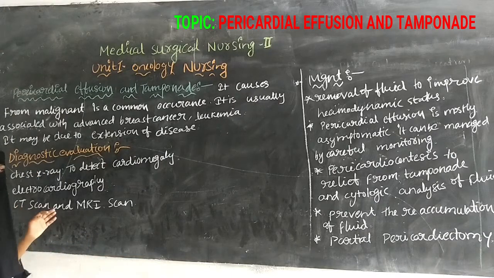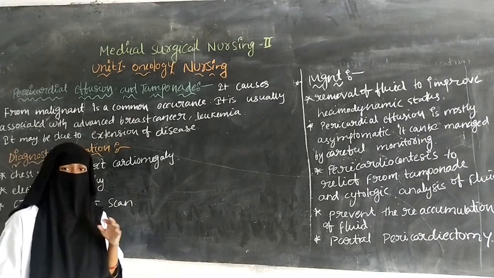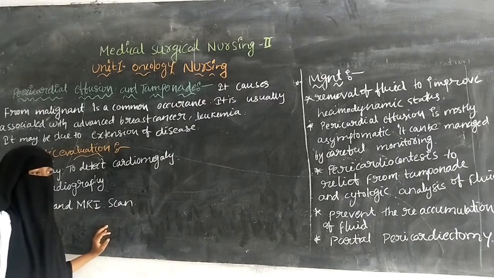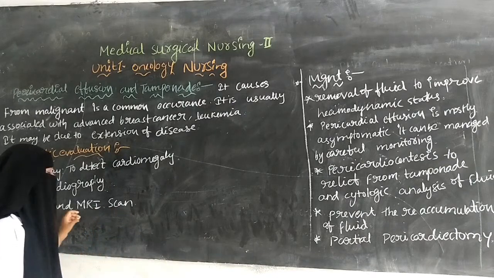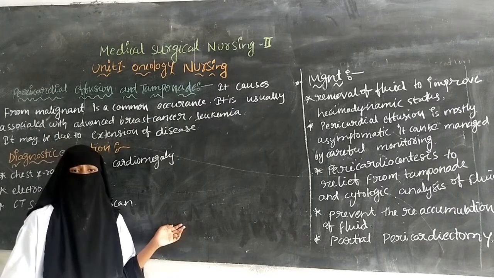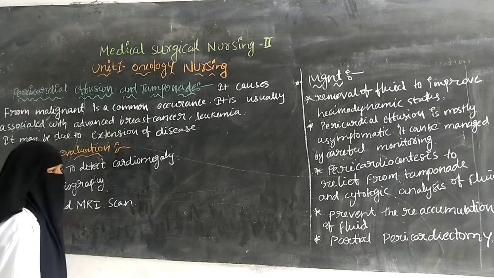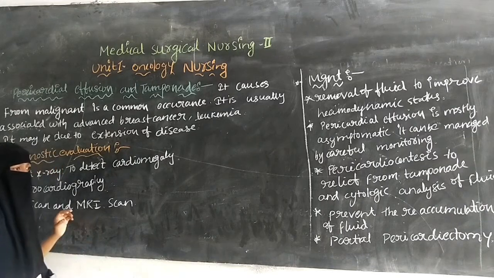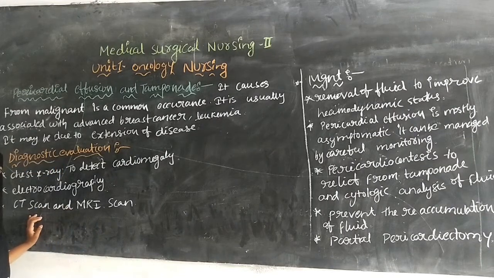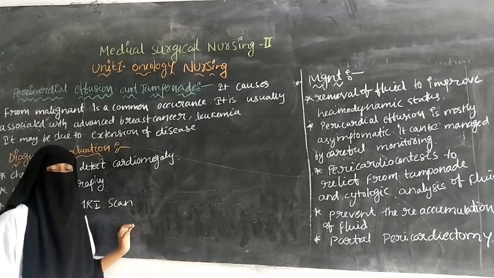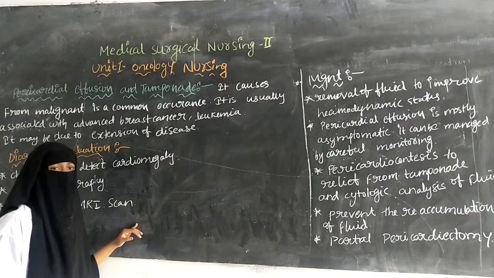Next one is CT scan and MRI. With CT scan and MRI, we can know the spreading of the cancer. Whether the cancer has spread or not, we can identify by CT scan and MRI. CT scan means computed tomography, and MRI means magnetic resonance imaging.